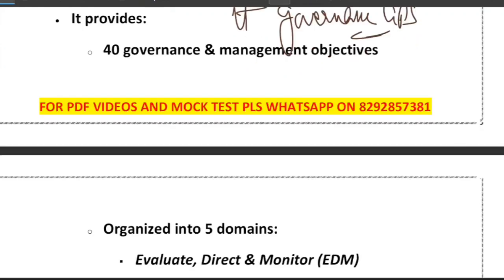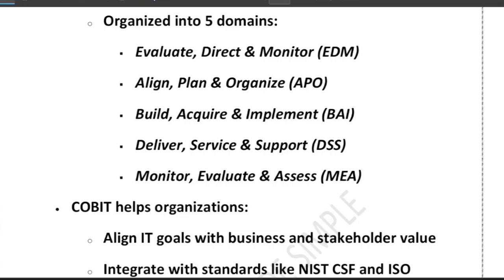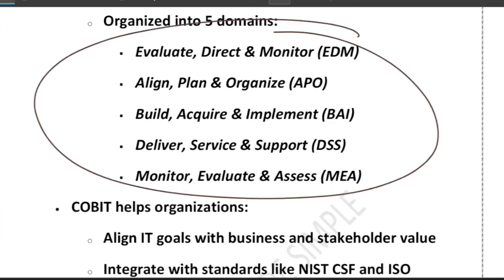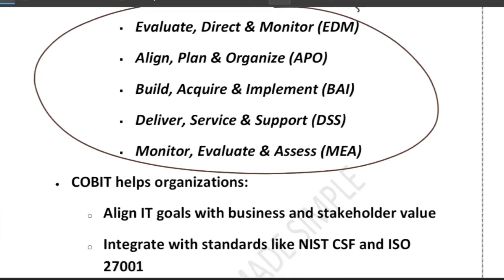So what we learned from this discussion is that COBIT is ISACA's global IT governance framework. It aligns IT processes with business goals. It provides 40 objectives and 5 domains are there. So these are the 5 domains, the names are written here: EDM, APO, BAI, DSS, MEA. It is not a certification, not a technical tool, not limited to just cyber security.